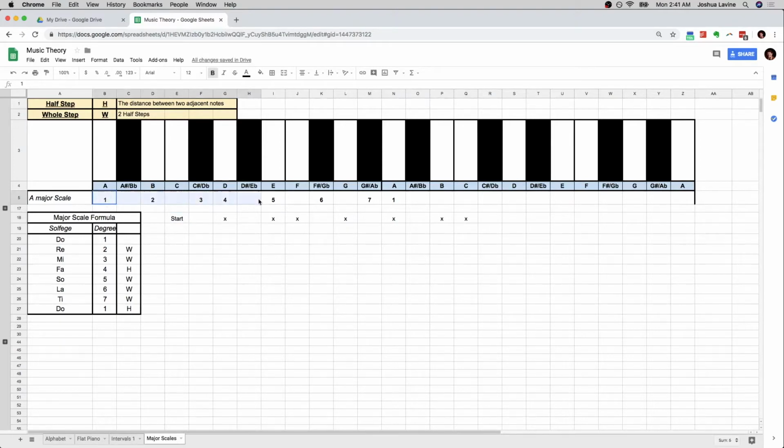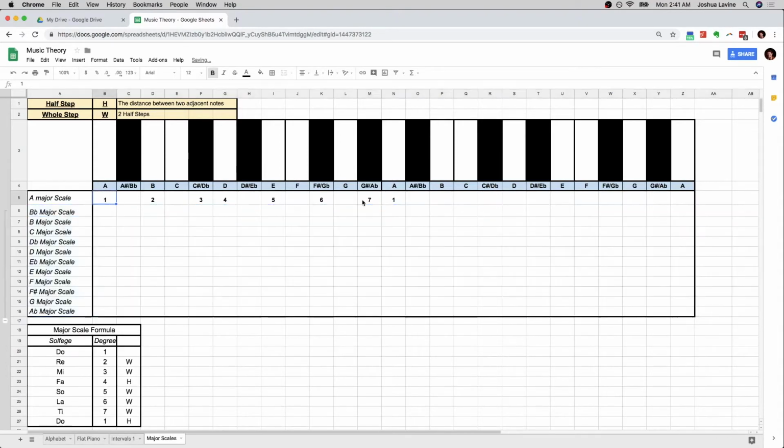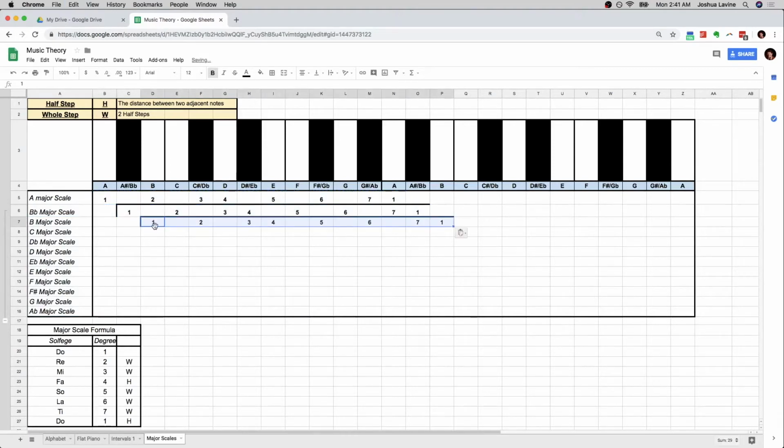The A major scale is right here, and right here what I've done is I've constructed the C major scale, exactly the same thing starting on the letter C. So the C major scale has a C, a D, an E, an F, a G, an A, B, and then back to C. So now you can imagine that I just take this exact formula and I could copy and paste it to start on every single note, and lo and behold, I would find myself with every single one of the major scales.